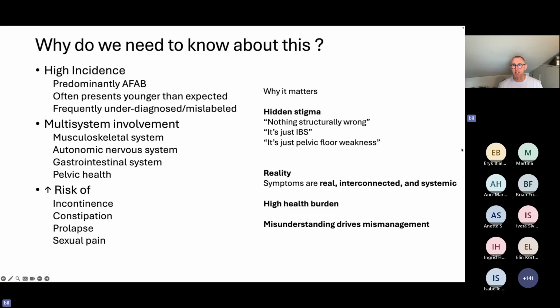You've just got some irritable bowel syndrome. It's just pelvic floor weakness. But the reality is that the symptoms are real, they're interconnected, and they have a high health burden. I think misunderstanding drives mismanagement, and they tend to be dismissed too readily.